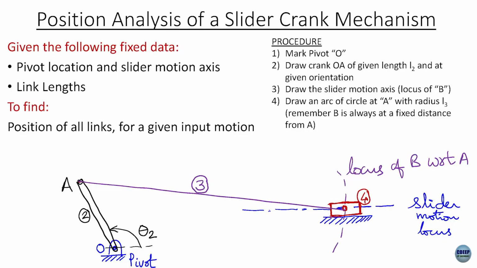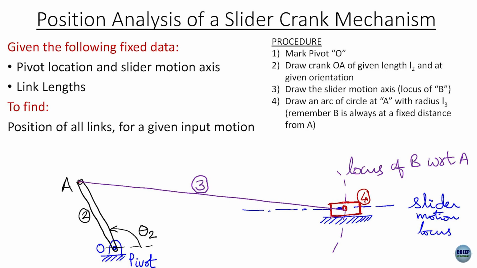So let's take the simple example of a slider crank mechanism. Now what is given to you? When I am talking about position analysis now, assume that the degree of freedom work has been done. You know that the mechanism is moving. It is a mechanism, it is not a structure. It has one degree of freedom. It has these link lengths, etc. Now that independent degree of freedom is also specified to you.